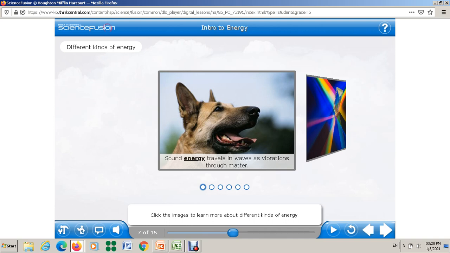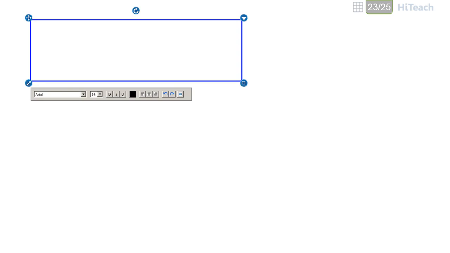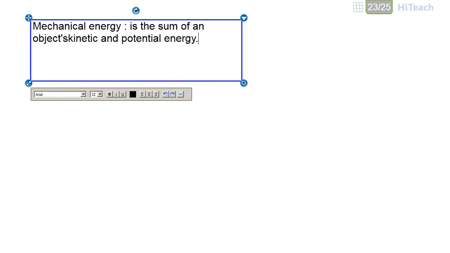We have studied already the first one, which is the mechanical energy. Let's talk about the mechanical energy. And you have to know the mechanical energy is the sum of an object's kinetic and potential energy. Okay, so this is for the mechanical energy. You have to put it in your mind. This is the definition of mechanical energy.